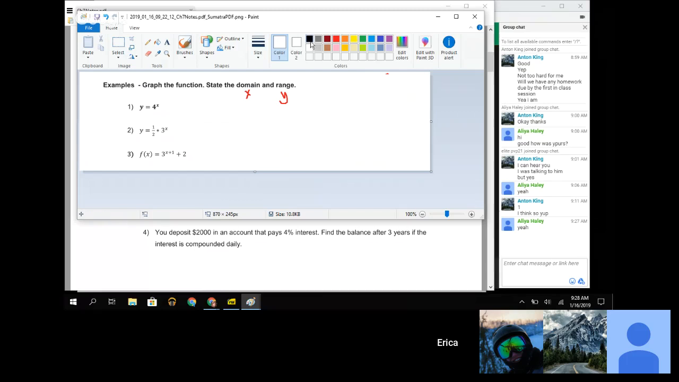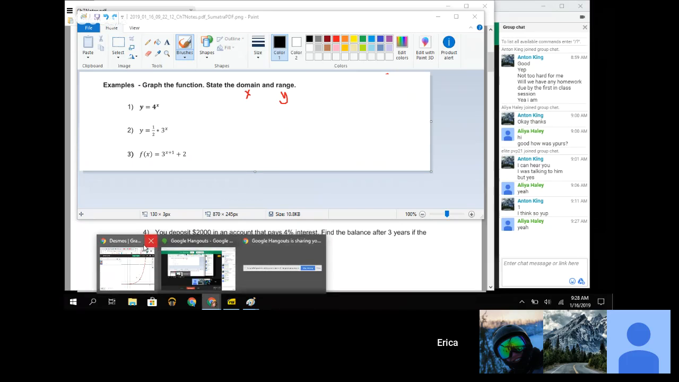Okay. So number 2 is y equals 1/2 times 3 to the x power. Okay, so we haven't talked about this yet. We talked about 4 to the x power, 10 to the x power, b to the x power a lot. But what happens if we have a 1/2 out in front?